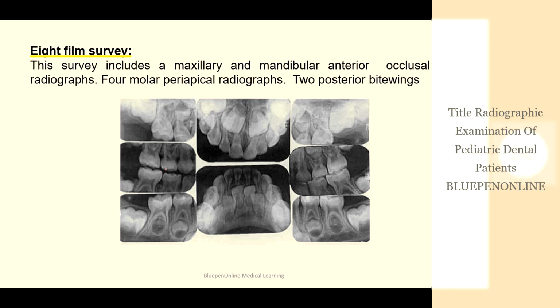In case of the 8 film survey, it includes maxillary and mandibular anterior occlusal radiographs, then 4 periapical radiographs, and 4 molar periapical radiographs, and 2 posterior bite-wings. So all together there will be 8 radiographs.